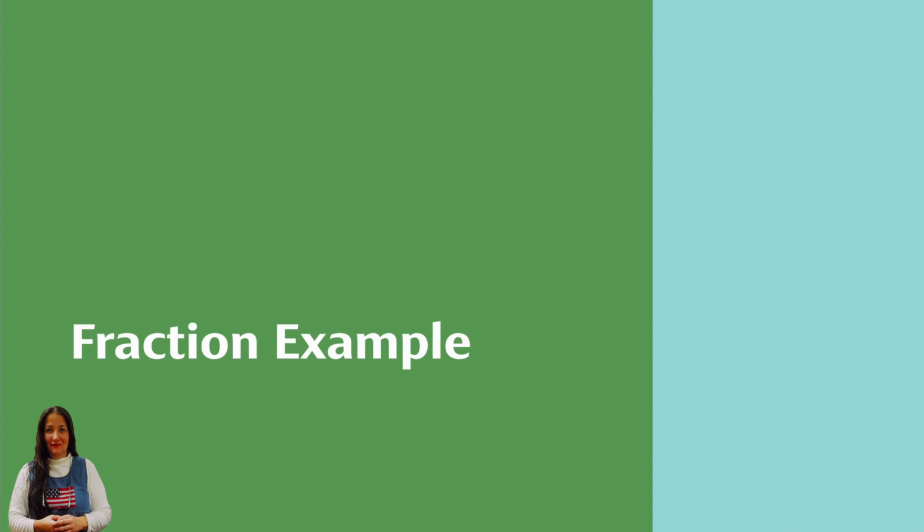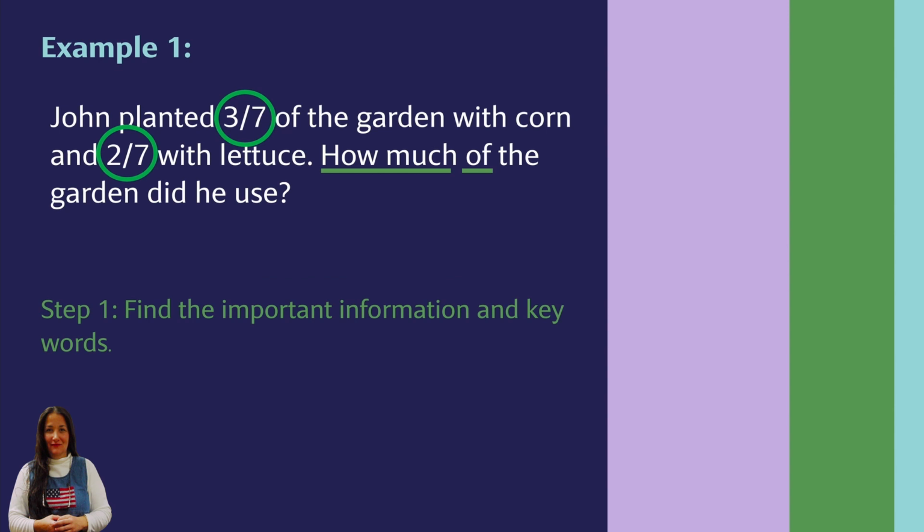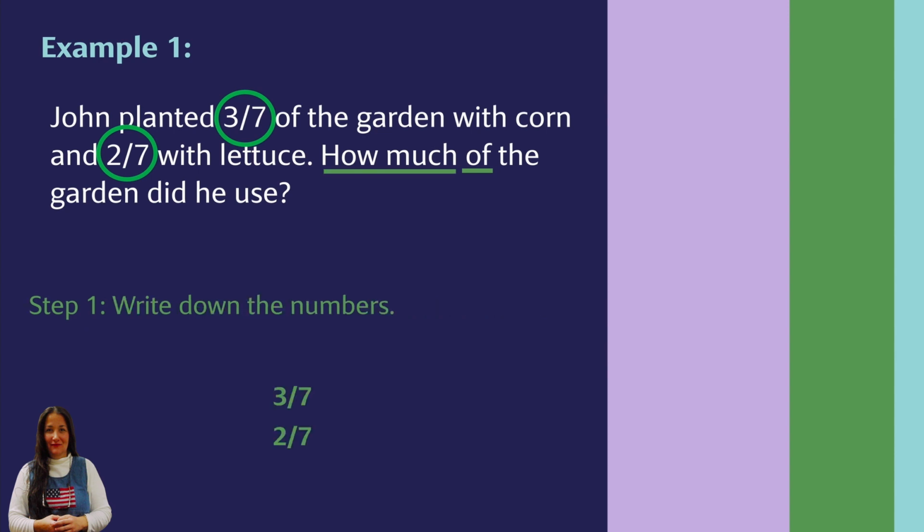Fraction example. Step 1. Read the problem carefully. John planted 3/7 of a garden with corn and 2/7 with lettuce. How much of the garden did he use? Step 1. Find the important information and the keywords. 3/7, 2/7. How much of? Step 1. Write down the numbers: 3/7, 2/7.